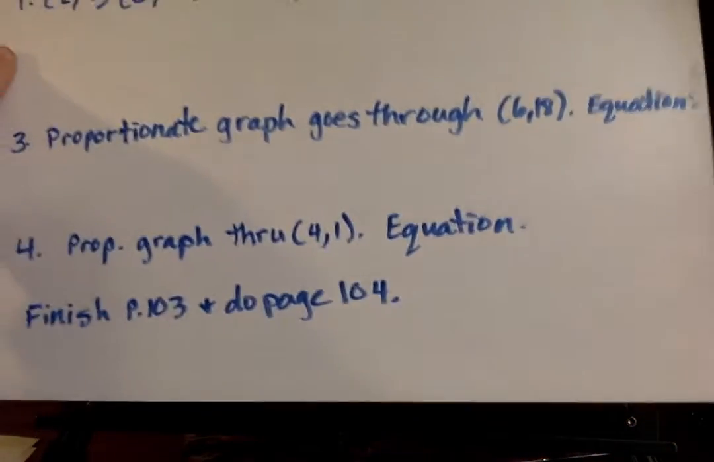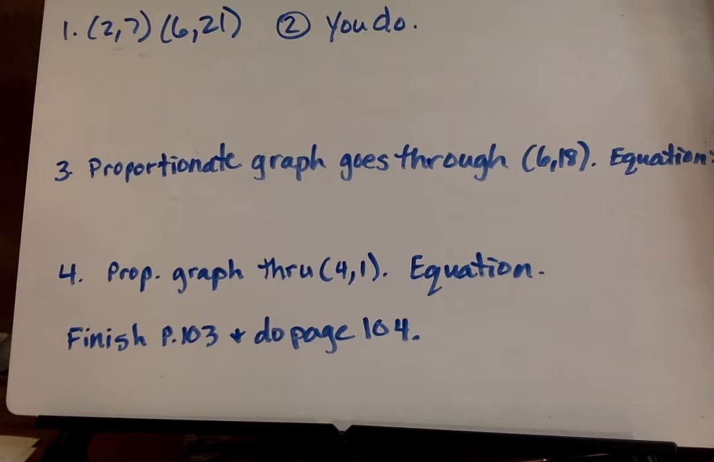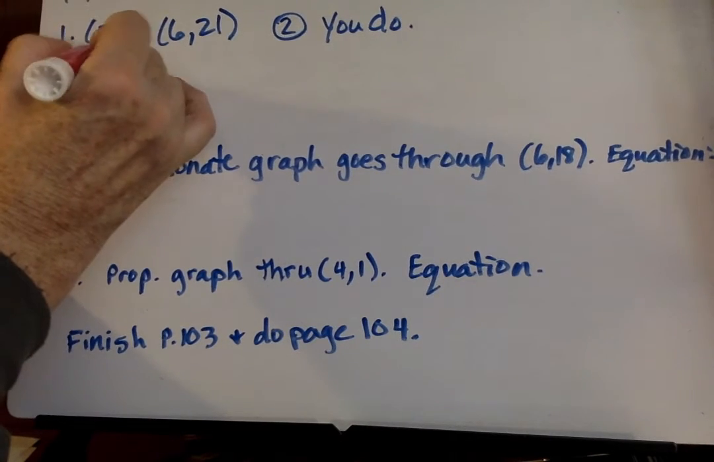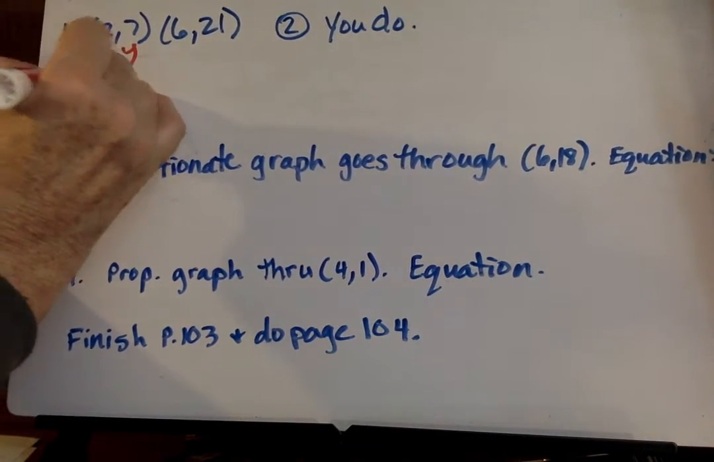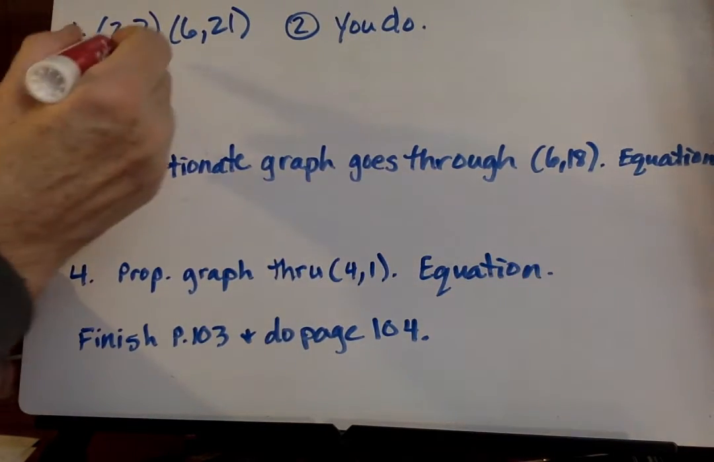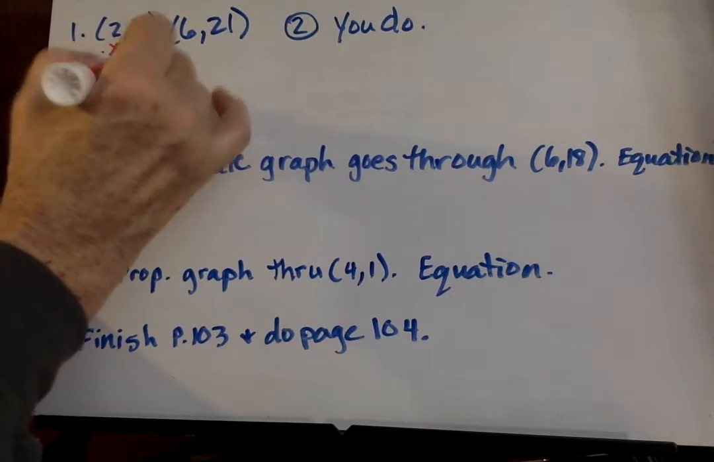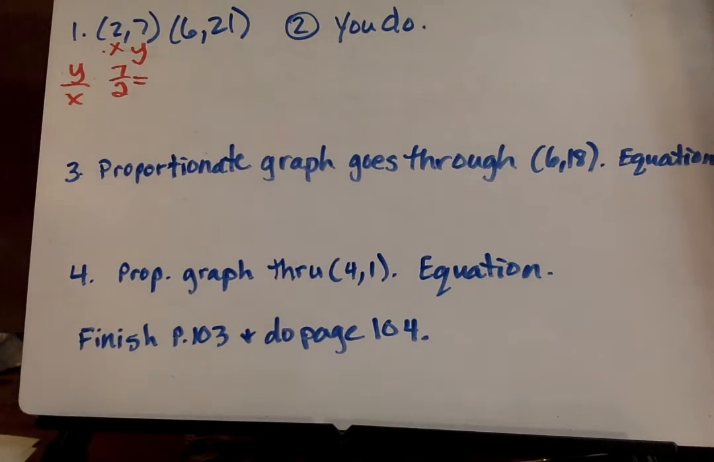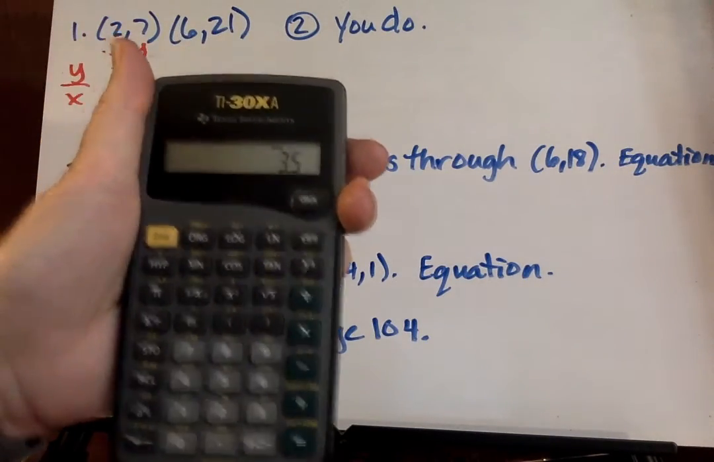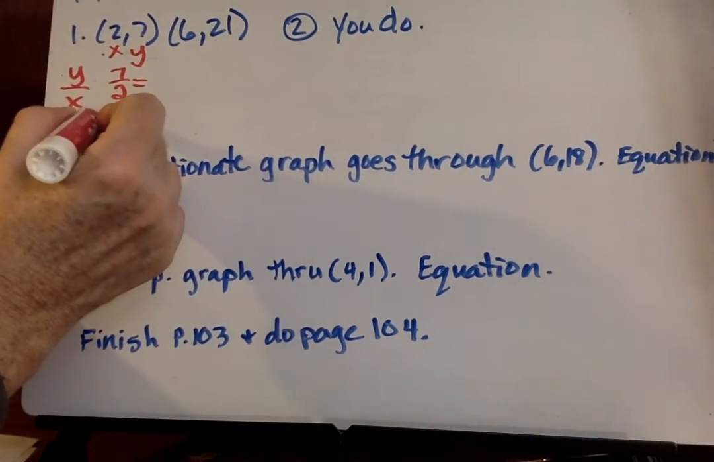We're going to practice on page 103. Determine if the points are proportionate. If proportionate, give the unit rate equation. So to find out if a point is proportionate, we're going to take the y. Remember, this is x and this is y. And we go y divided by x. So for that one, I'm going to put 7 divided by 2. 7 divided by 2, 3.5. So we know this one's 3.5.